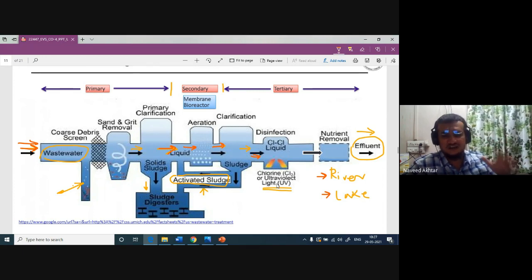Many such flow charts are available on the internet. You can search and you can use them.